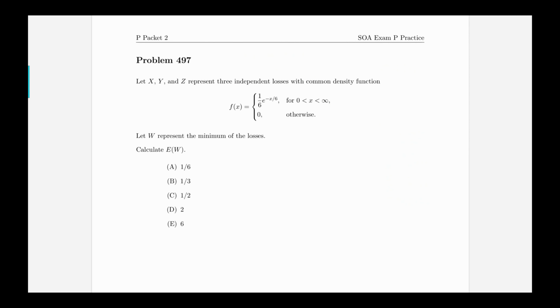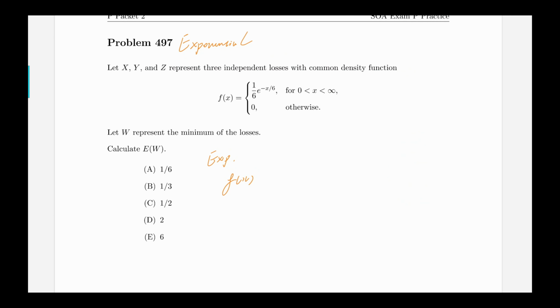Okay, so let's talk about the question. This is about the exponential distribution. The reason is that the form here is exactly the density function for exponential distributions. Let's review for a bit. For an exponential distribution, assume x is greater than 0. The density function is exactly 1 over theta, times e to the power of negative x over theta, where theta is the mean.